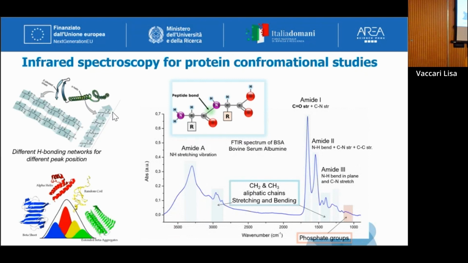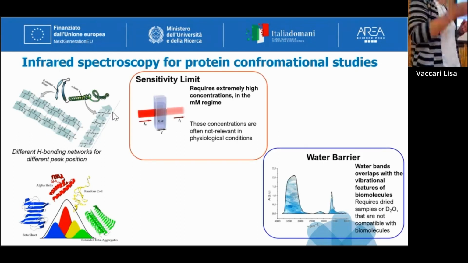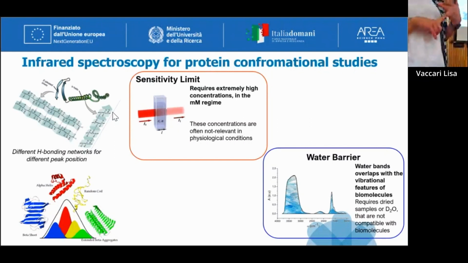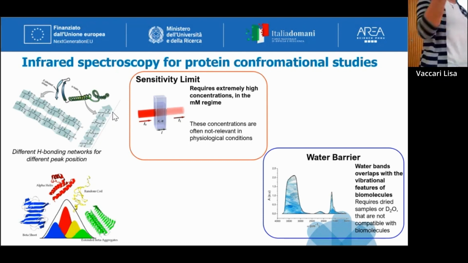So you can obtain information on whether you have an alpha helix, beta sheet, random coil, and so on, and how they change according to some stimulus that you can apply. So what I want to show you is also the following. You also have a couple of very big limits when you use infrared. The sensitivity, because most of the time these techniques are limited to millimolar sensitivity, which is not really useful for physiological concentrations of interest, which are more in the nanomolar, micro, nano, even femtomolar regime. And the second one is the water barrier.